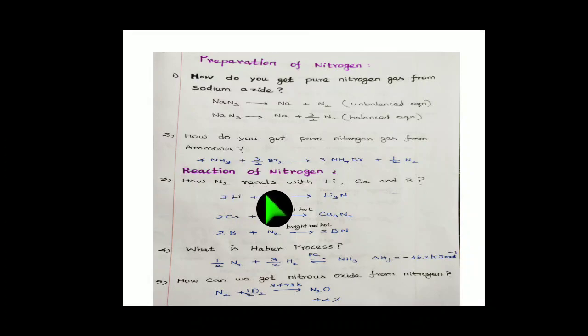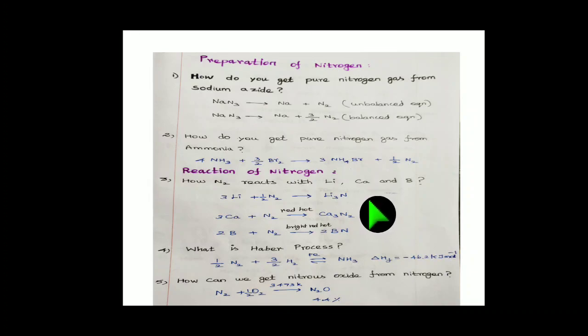The third question: how does nitrogen react with metals, lithium, calcium and boron? When nitrogen reacts with lithium, lithium nitride will form. It reacts with calcium, calcium nitride will form. Likewise, boron with nitrogen, boron nitride will form.